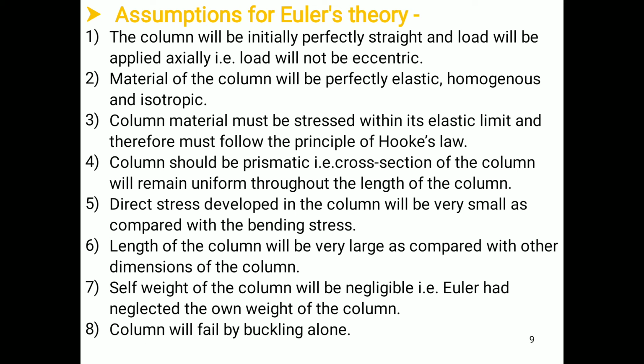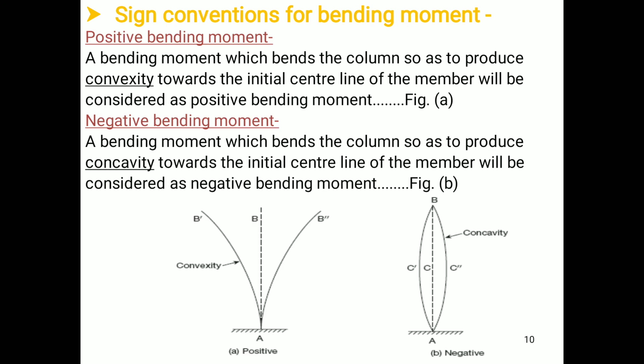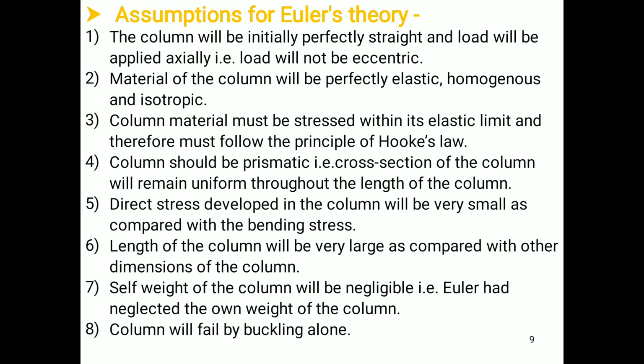And the last assumption is the column will fail by buckling alone. As it is a long column, the failure must be due to buckling only, not due to the direct stress or the axial stress. So this is all about the assumptions which are made for Euler's theory.